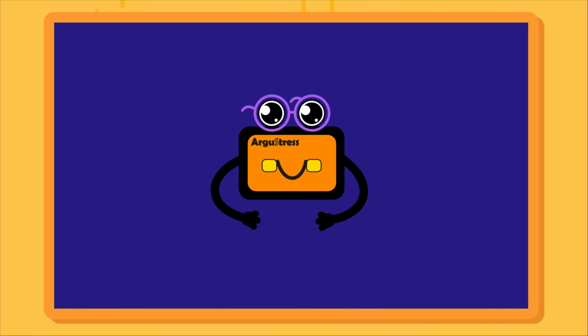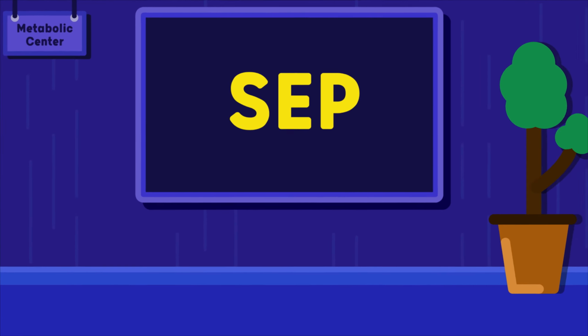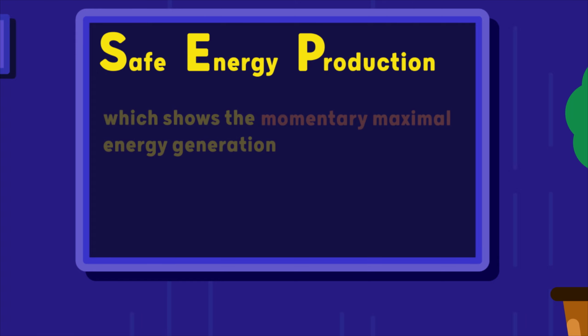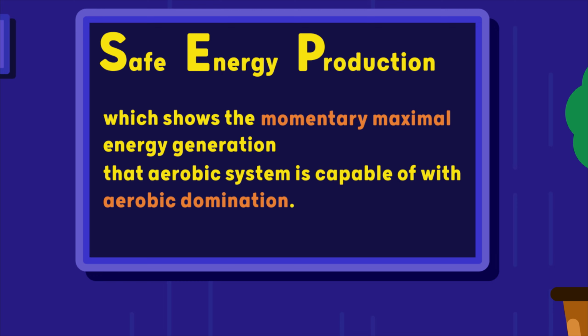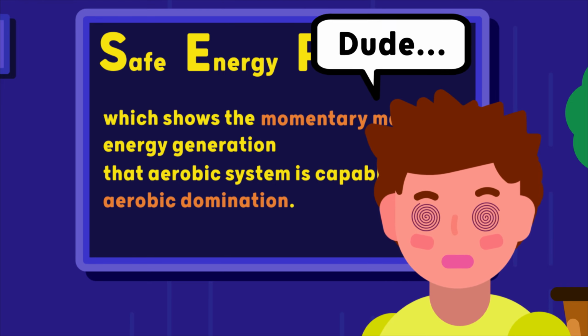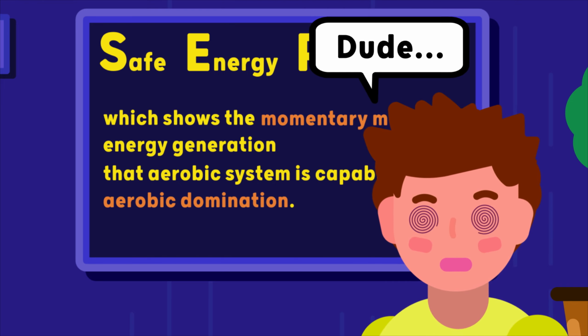Okay, let's go back to the metabolic center. mnsX is calculating SEP, the safe energy production, which shows the momentary maximal energy generation that the aerobic system is capable of with aerobic domination. I know, it is confusing, but don't worry, I'm explaining everything.